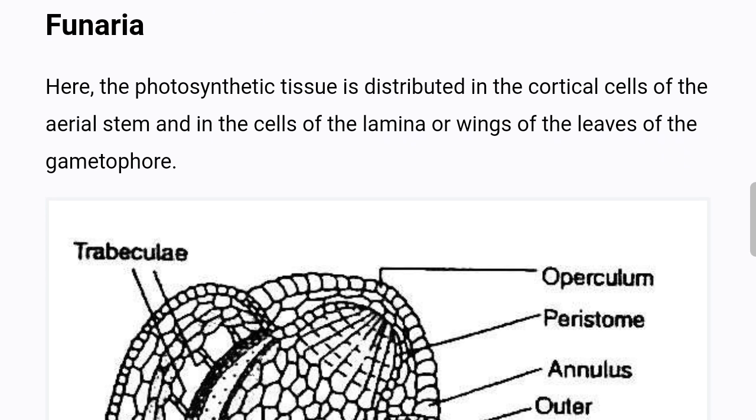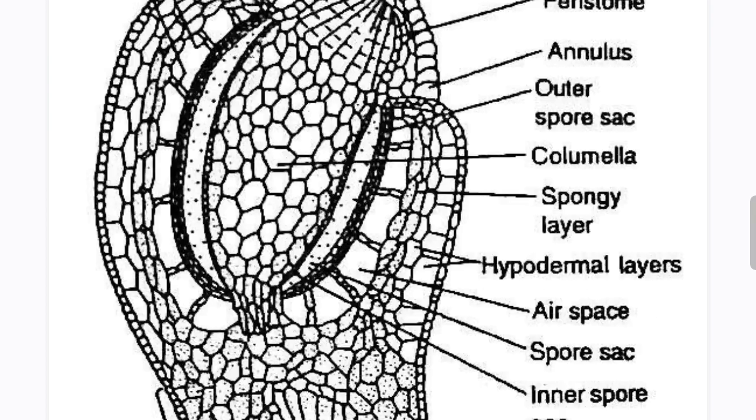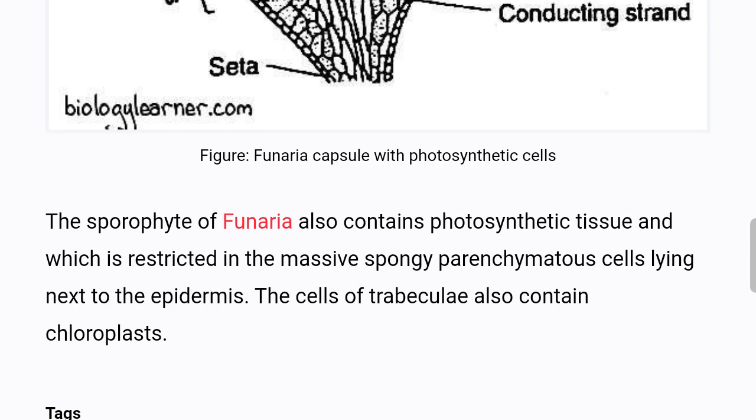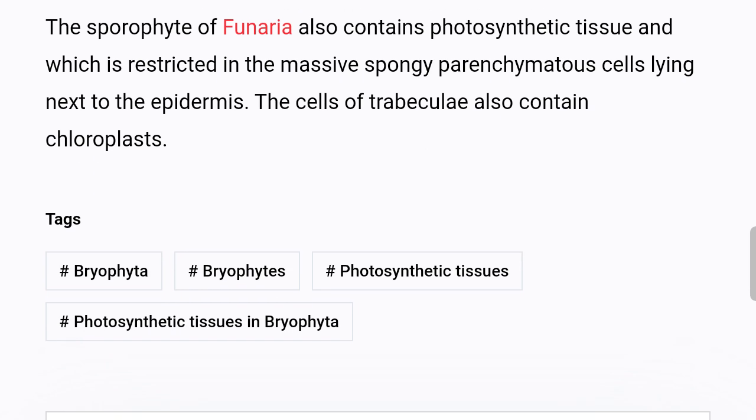Funaria: here, the photosynthetic tissue is distributed in the cortical cells of the aerial stem, and in the cells of the lamina, or wings, of the leaves of the gametophore. The sporophyte of Funaria also contains photosynthetic tissue, which is restricted to the massive spongy parenchymatous cells lying next to the epidermis. The cells of the trabeculae also contain chloroplasts.